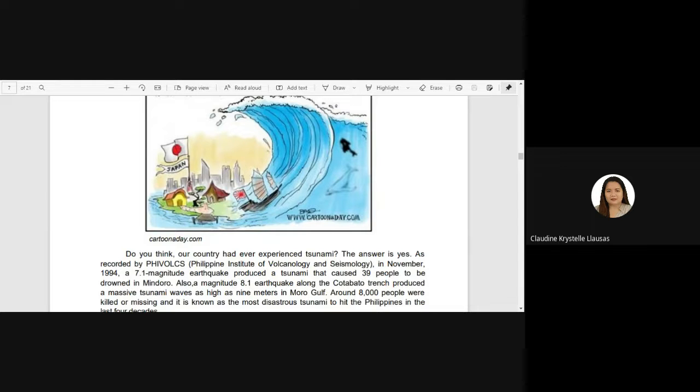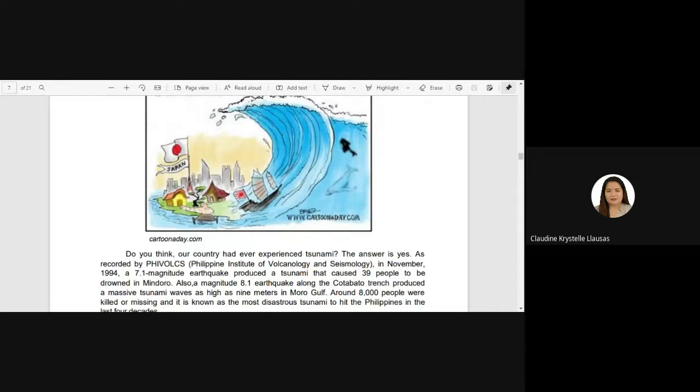Naka-experience na ba ang Pilipinas ng tsunami? Wala pa, ma'am. Oh, naka-experience na ba? Nadunggan na ninyo ang balita? Okay. Nalagay sa inyong module, the answer is yes.